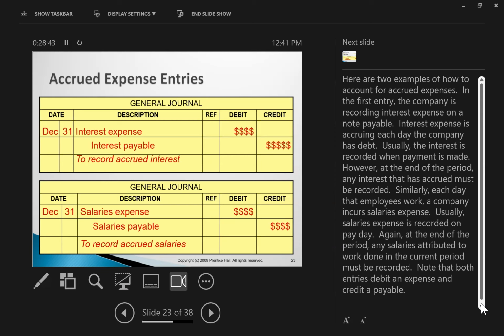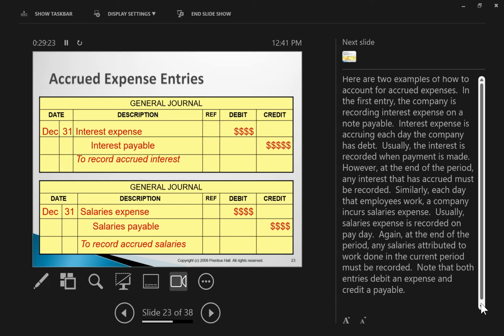Now, here's the funny part about it. We're not paying it yet. We're not going to pay it until sometime in the future. That means we technically owe it. So we've created a payable account. The payable account is only going to be there until we finally pay off the interest or the salaries when they come up. But in the meantime, we've got to create a payable account to show that we've expensed interest and expensed salaries, but we haven't paid them. We still owe them. That hasn't changed.